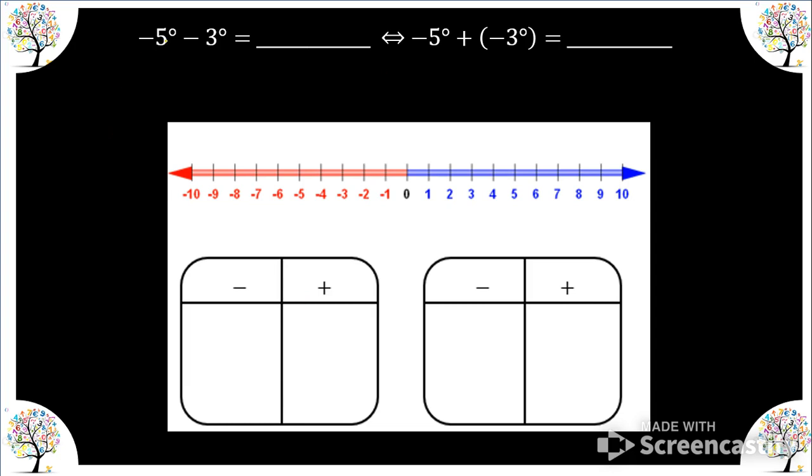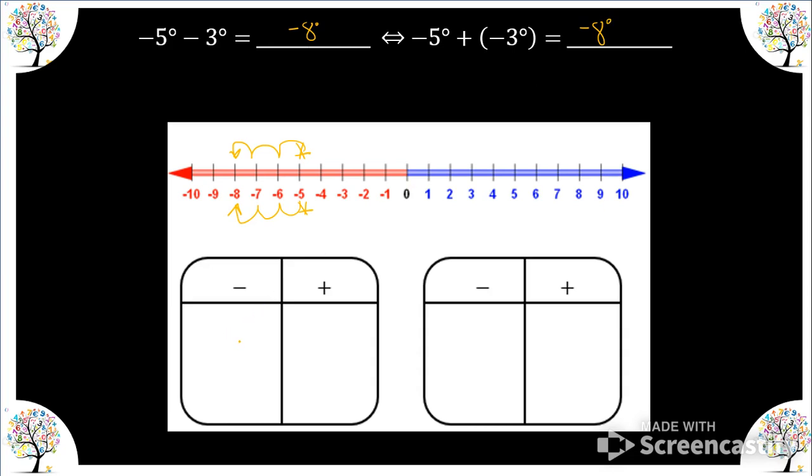Here's another example talking about temperature. So negative 5 minus 3. If we are at negative 5 and we subtract 3, subtraction means it goes left. 1, 2, 3, we are at negative 8 degrees. Or we can look at it as we're at negative 5 and we're going to add negative 3. So that means to continue, go to the left, negative 1, 2, 3. We're at negative 8 degrees.